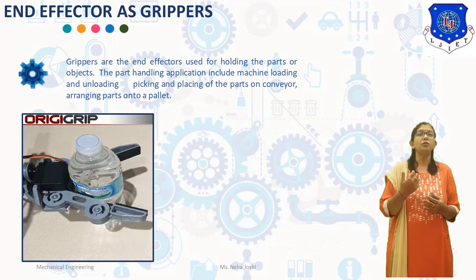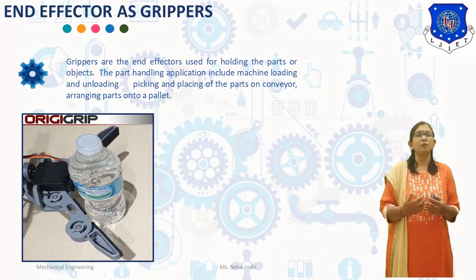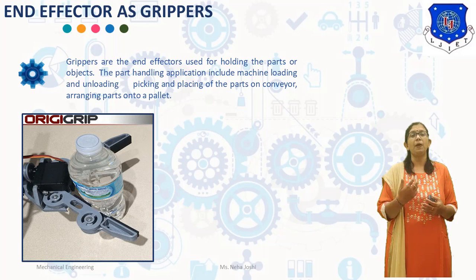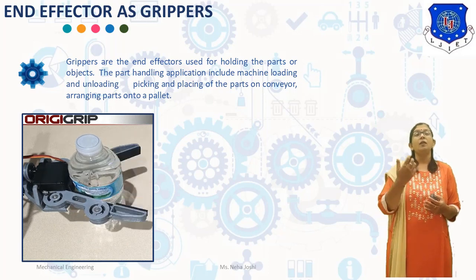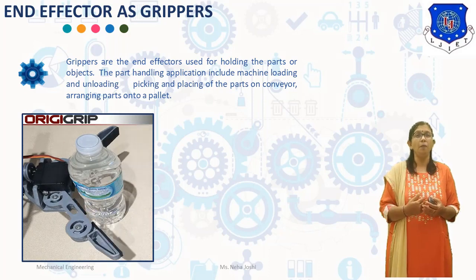This kind of gripper is used for mechanical loading and unloading, picking and placing of the parts on the conveyor, material handling, bottle handling, arranging the parts on the pallets. Now here you can see how grippers are used for holding the bottles.